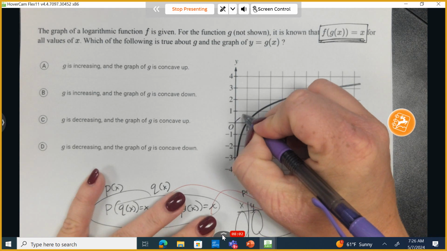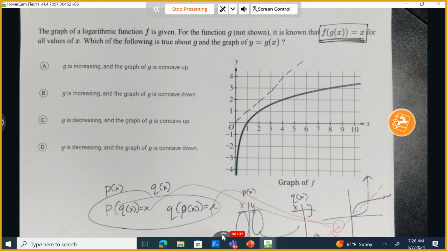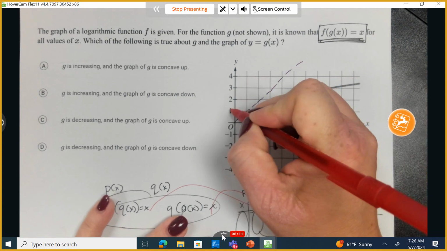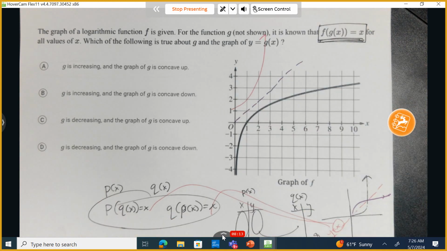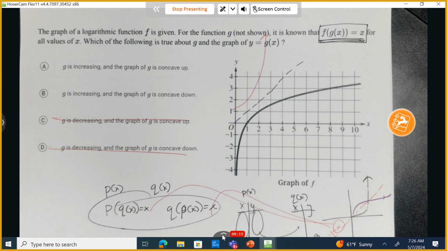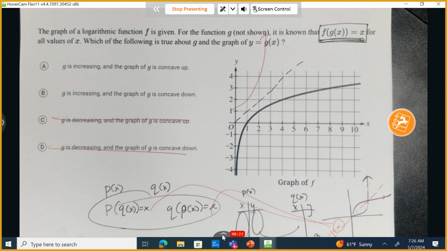So I can go here to y equals x and draw the dotted line, and then if I'm going to do the inverse of this, it's looking like this. So if I'm folding, it's looking like this. So what is this? One is it's increasing. So anything that's not increasing, I cross out. That's a test-taking tip. We have a 50% chance of getting this right. Is this concave up or concave down? We know that it is concave up.